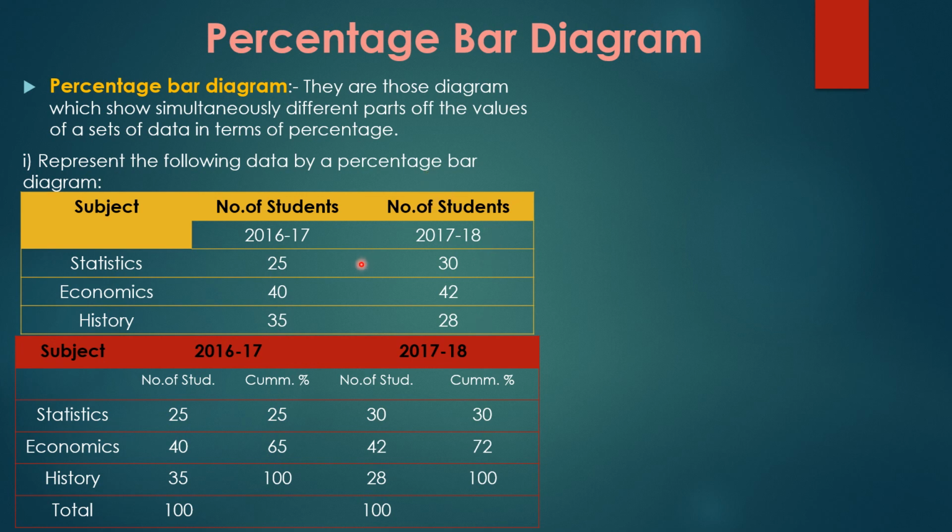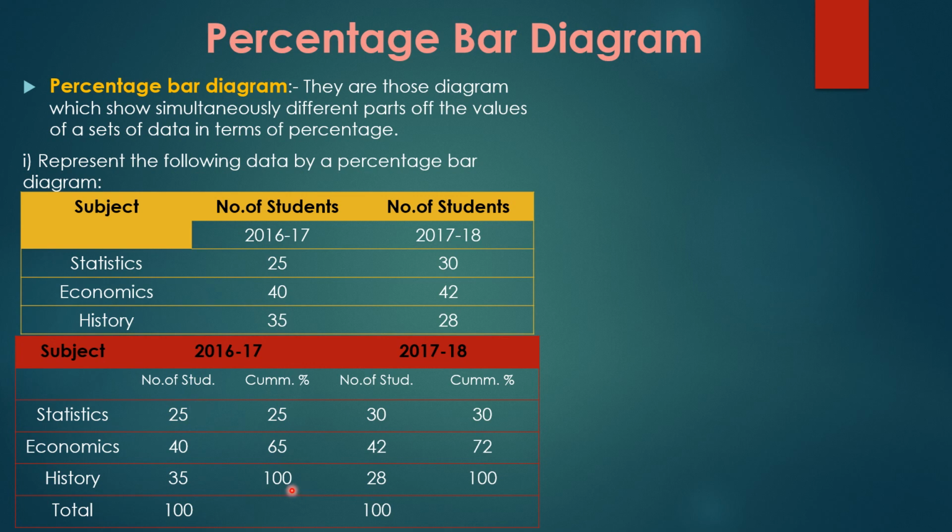Now this red one you have to make by yourself, and then you have to make the percentage bar diagram. In this red table, the subjects will be written the same. Then for the year 2016-17, the number of students will be written, the same 25, 40, 35. You will do the totaling. The total will come as 100 because it is percentage. Cumulative percentage will be calculated. Cumulative means we add up the next row's data: 25 as it is, the next will be 40 plus 25, 65, and the next 35 plus 40 plus 25, that is 100.